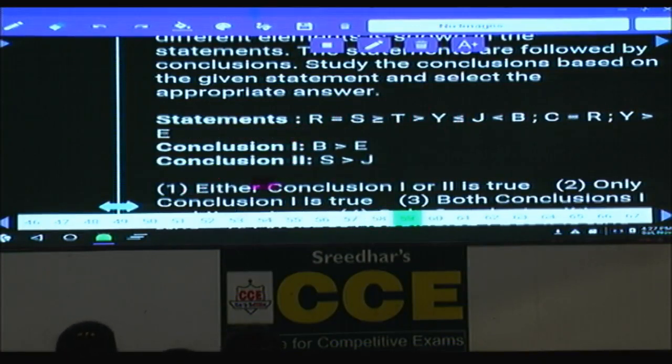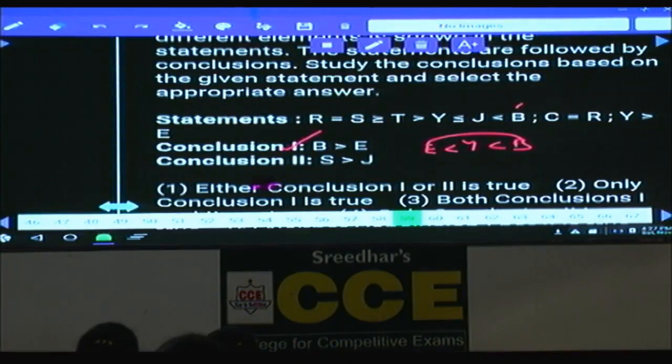Then question number 59. Now in this one, B and E. B is here and E is here. Which element is common here? Y is common. As Y is common here, Y greater than E. Now Y lesser than B, and Y greater than E means E lesser than Y. E lesser than Y, Y lesser than B, so E lesser than B. B greater than E is definitely true.